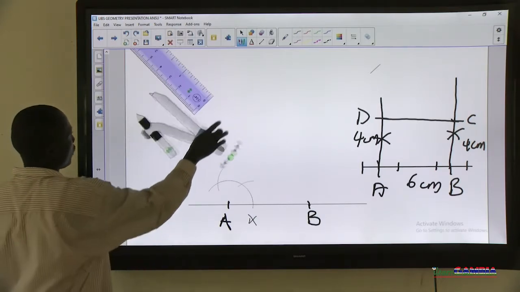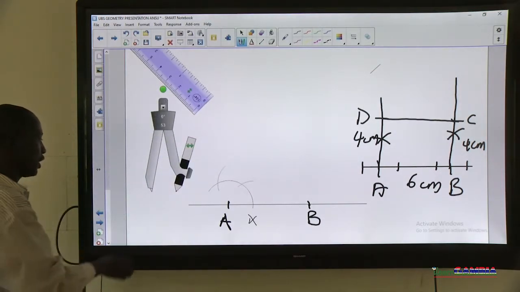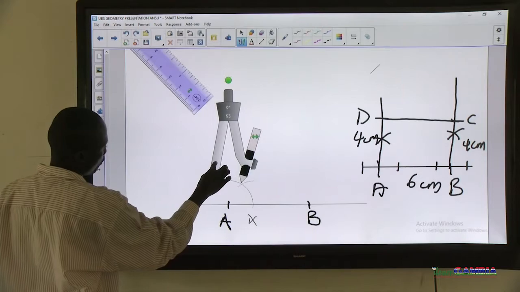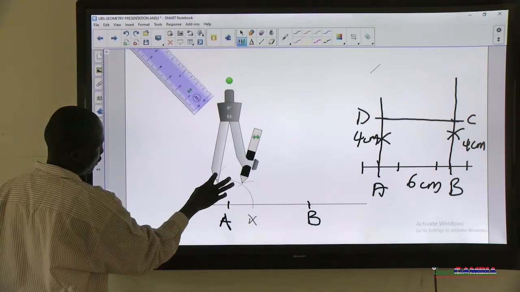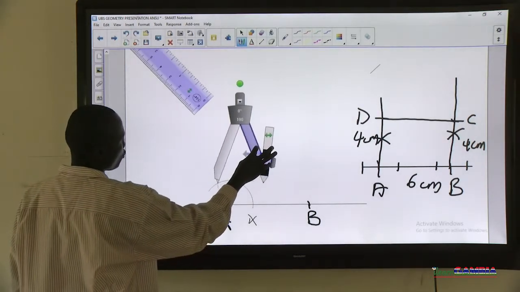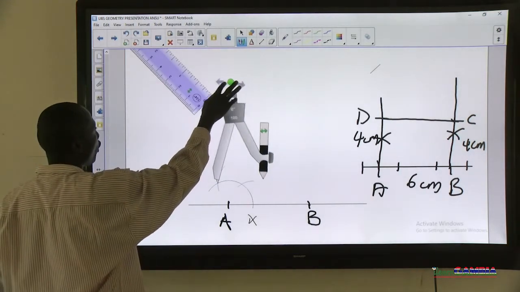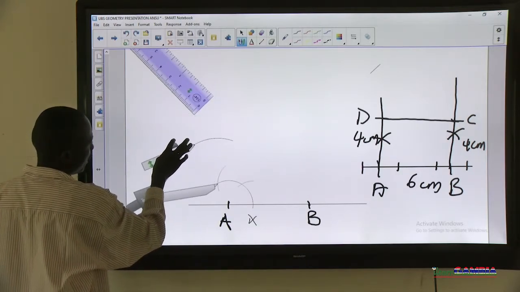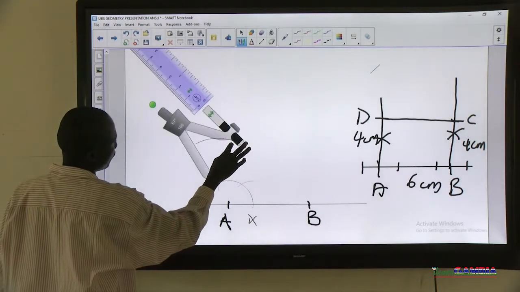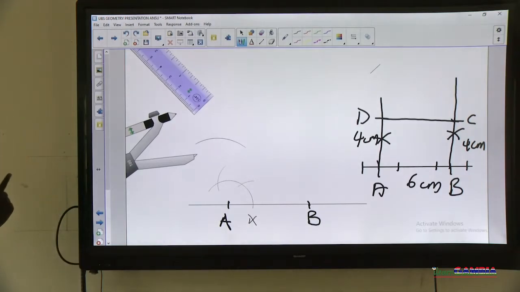So with the same compass radius or a convenient radius, you put your compass point at one of the points of intersection of the 2 arcs. I want to open to a convenient radius, and then I will draw an arc above. I draw an arc above that way. Okay, I have drawn an arc. I don't change my radius. That radius has to be kept.